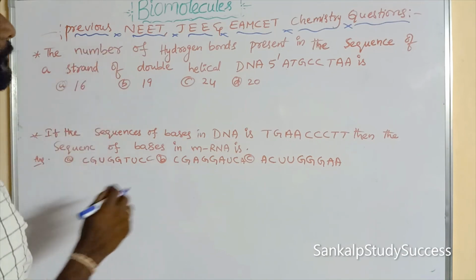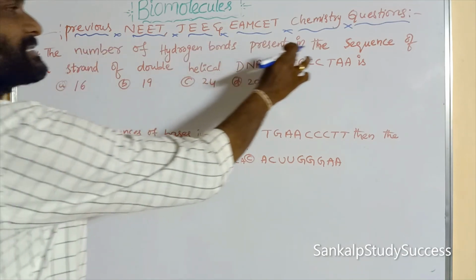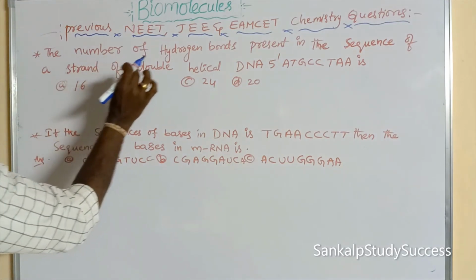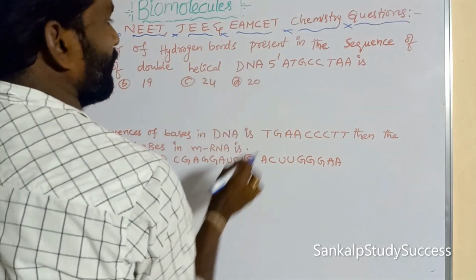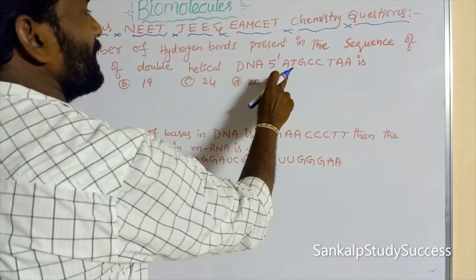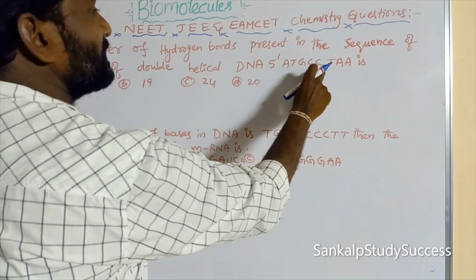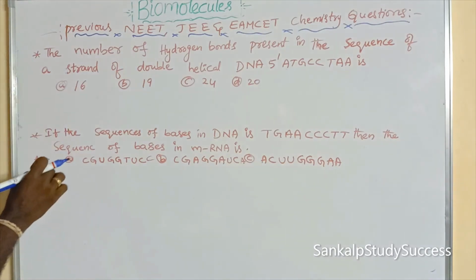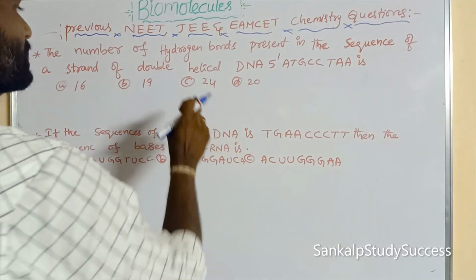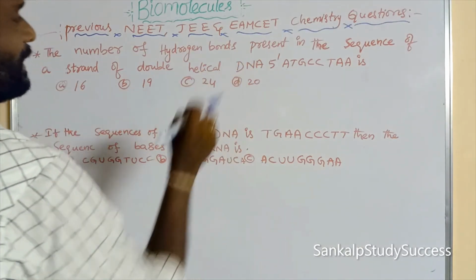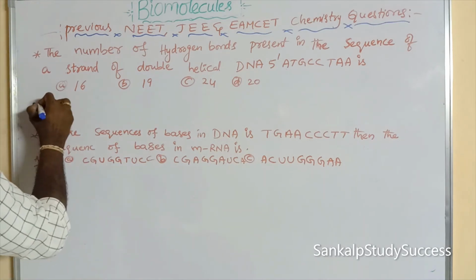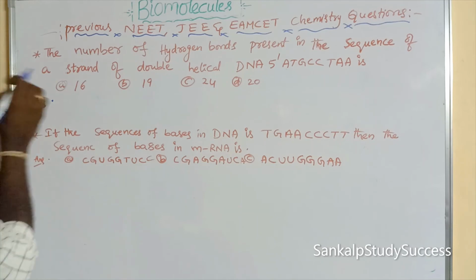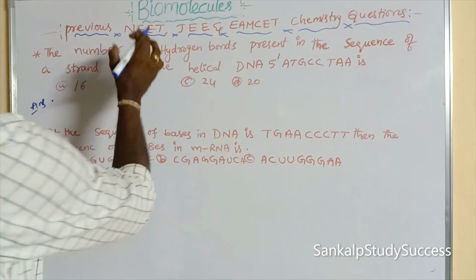The number of hydrogen bonds present in the sequence of a strand of double helical DNA 5' ATGCC-TAA is: A 16, B 19, C 24, D 20. What is the answer? Listen to me. So first of all, we are discussing the first question.